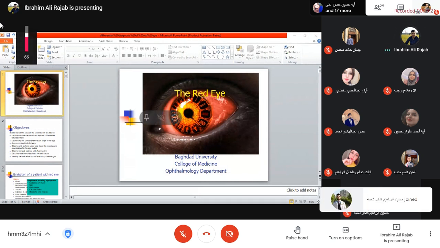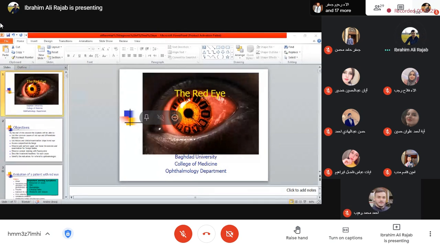As you know, a patient with uveitis may present with a red eye. When we notice white blood cells floating in the anterior chamber, this is a sign of anterior uveitis. Then we should examine the posterior segment.